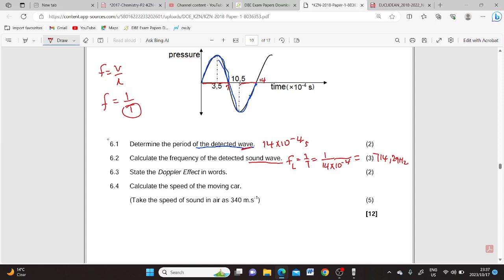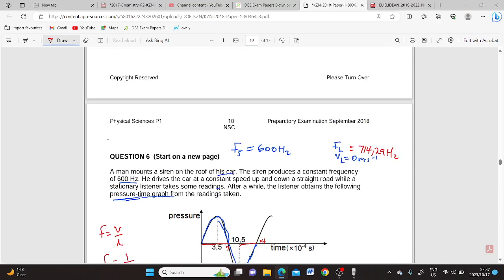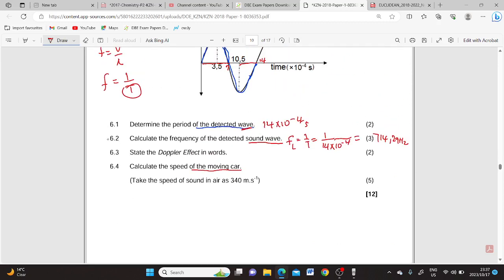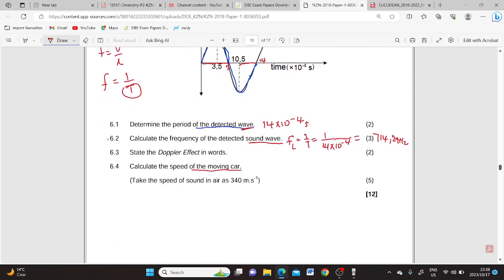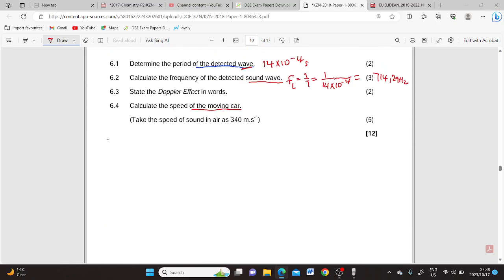Last one, calculate the speed of the moving car. According to our information, what is left? The speed of the source is required, but the speed of sound is 340 meters per second. So everything is given. Let's write it down.